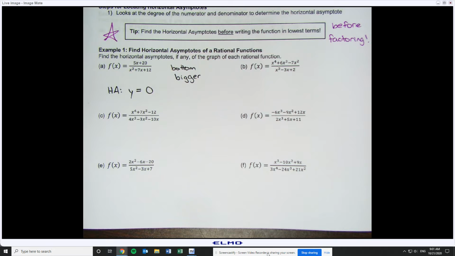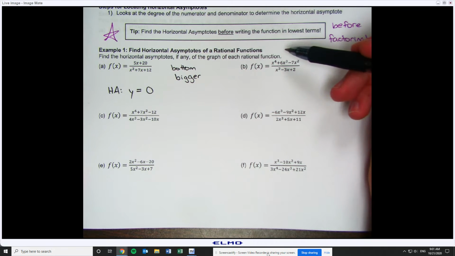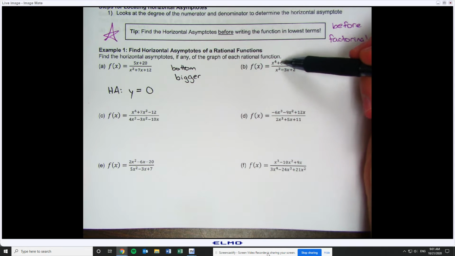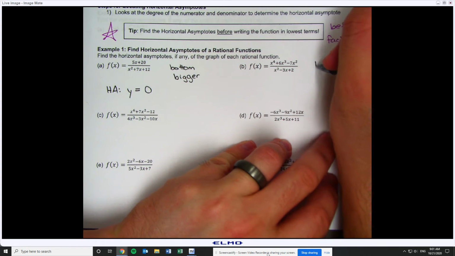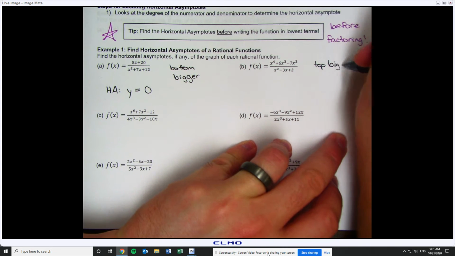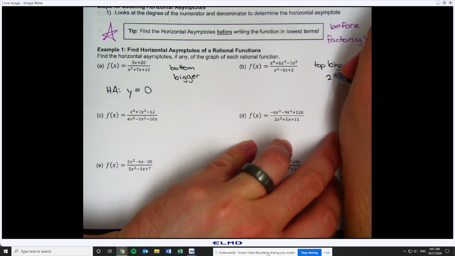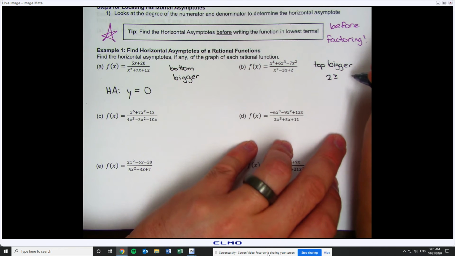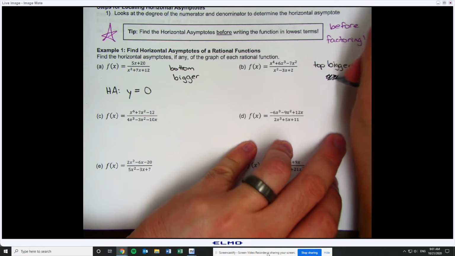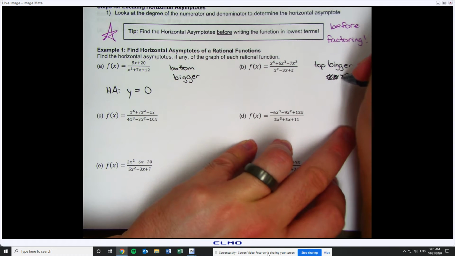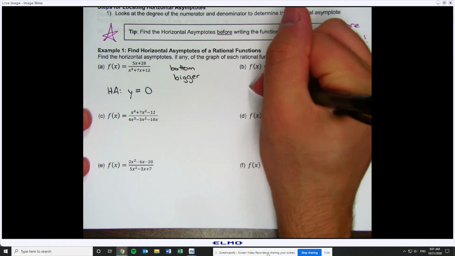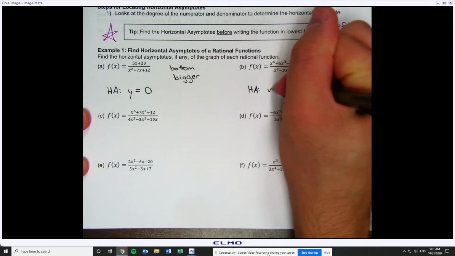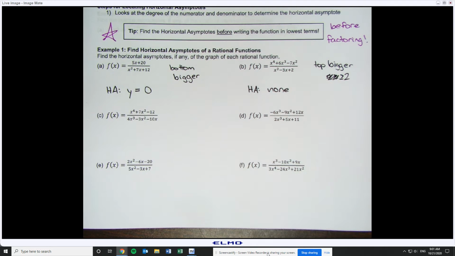All right, now for the next one. I see before we do anything else that my degree on top is 4, my degree on bottom is 2. So here, the top is bigger by 2 or more. So right here, I can say that the top is bigger by 2 or more. Oh wait, that's backwards. Greater than or equal to 2. There we go. So since that's the case, I know that my horizontal asymptote, there isn't one. So just say none. There's nothing else to do.